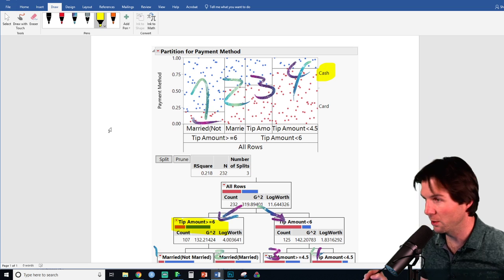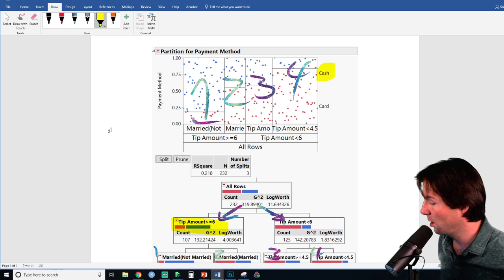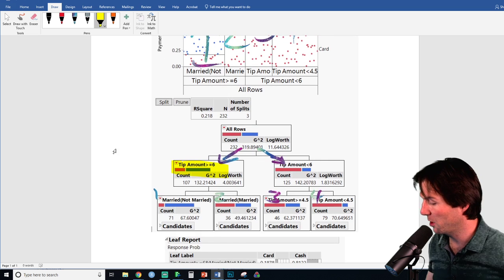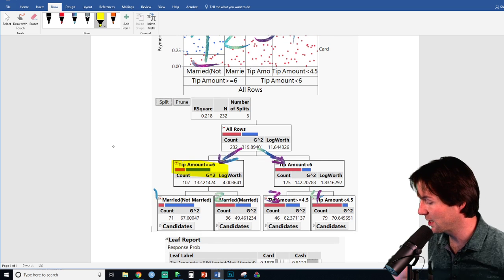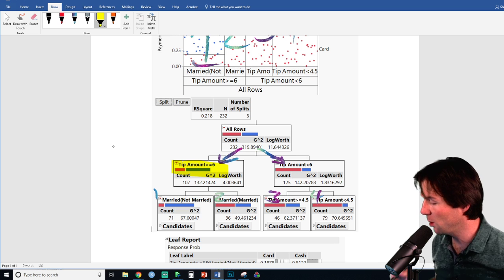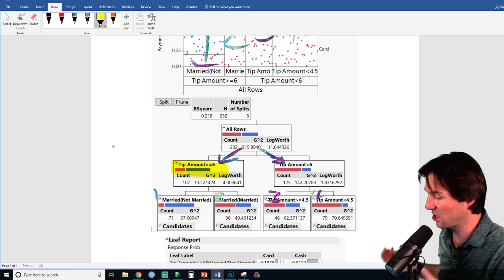Do you see how cash is blue? Because the top points, the high ones up there, are blue, and then the low ones are red. So the people who are giving the big tips, $6 or more, and how do I know it's $6 or more? It says tip amount greater than or equal to $6. Just read it like a sentence. The tip amount was greater than or equal to $6.